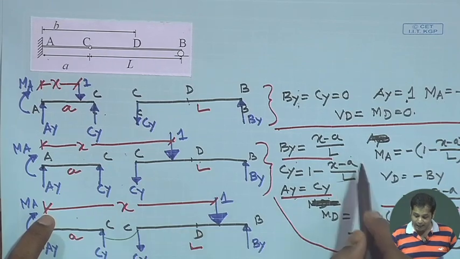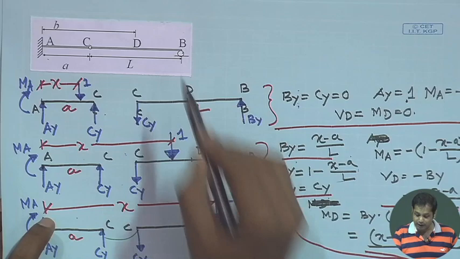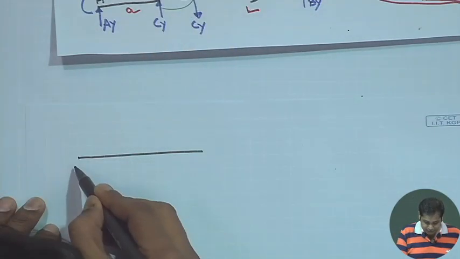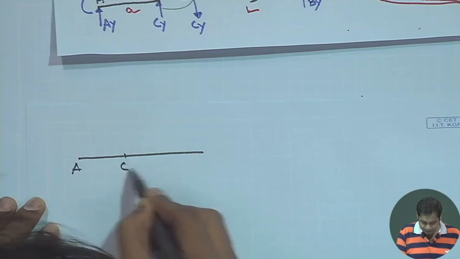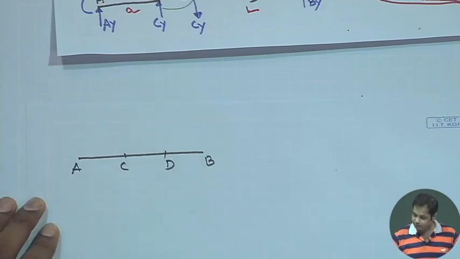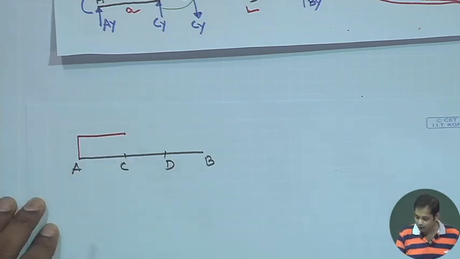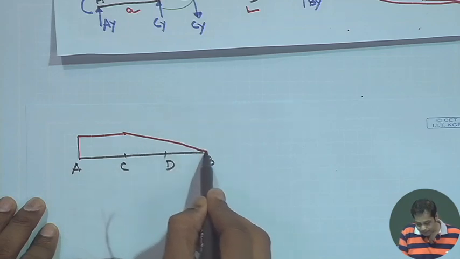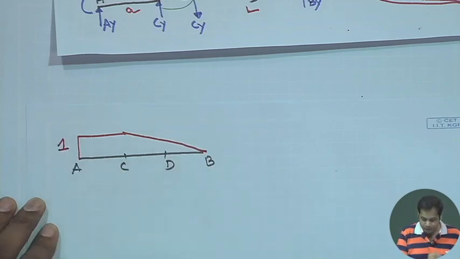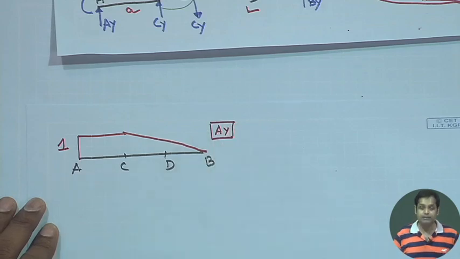Okay. And if we substitute x is equal to L plus A, means at B, this Ay becomes 0. So, up to this is A, then C, D, B. The influence line up to C is constant, whose value is 1, and then it goes to 0. This is for Ay.